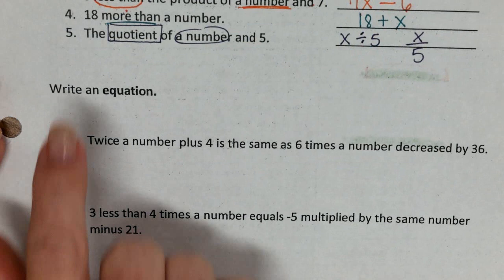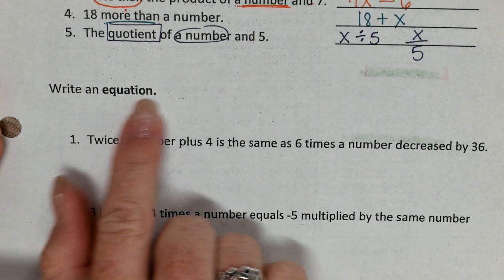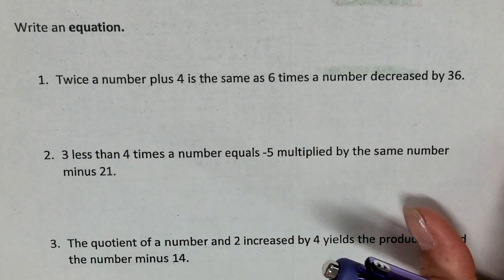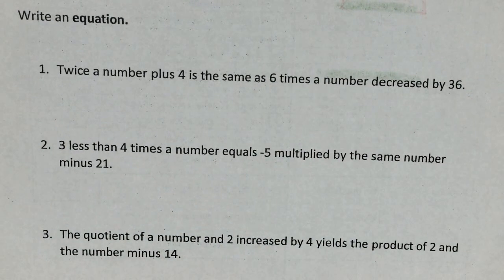Now we're going to take them and write what? What do equations have? Equal signs. So basically it's going to be an expression, an equal sign, and an expression. Now if you read this all together, you're going to look at it and go, I have no idea what to do. And I feel the same way. If I go like this, twice a number plus 4 is the same as 6 times a number decreased by 36. I'm like, I don't even know what that means.